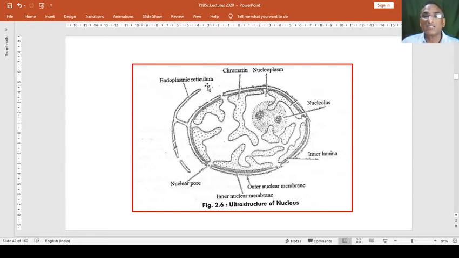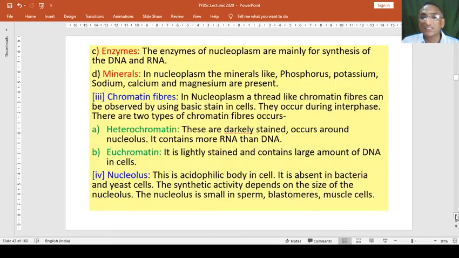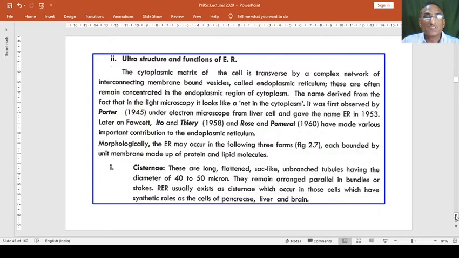So these are the endoplasmic reticulum materials. These are of two types, rough and smooth. We will see in detail. The cytoplasmic matrix of the cell is traversed by a complex network of interconnecting membrane bound vesicles, and these are called the endoplasmic reticulum. These often remain concentrated in the endoplasmic region of the cytoplasm and therefore are called endoplasmic reticulum.